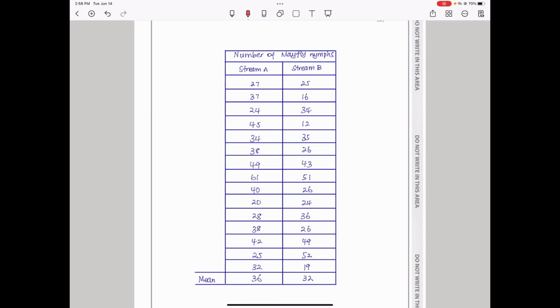So the number of mayfly nymphs, we have stream A and stream B. I showed everything as raw data. Remember they told us there were 15 samples. So you will add up everything until here. 1, 2, 3, 4, 5, 6, 7, 8, 9, 10, 11, 12, 13, 14, 15. So there are 15. Get the total, divide the total by 15, and find the mean. For those of you who do not know how to find the mean, please revisit the basics of math required in biology. So we will do the same thing here, add up everything to here, and then you divide by 15, and then this is what you get. So those are the main values we were looking for.